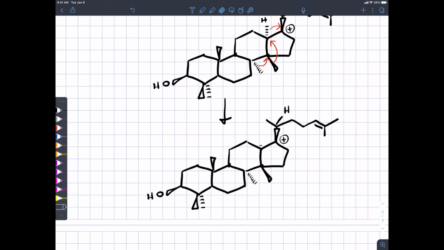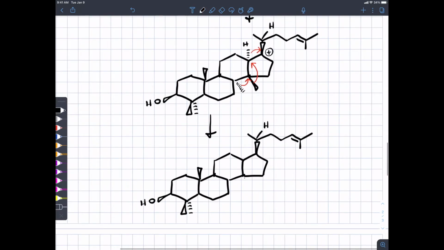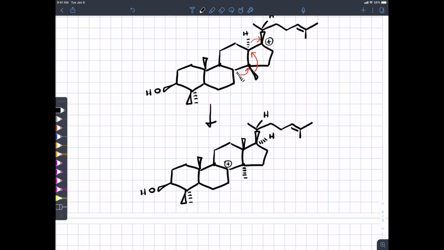So now we have to draw everything where it ended up. Interestingly, stereochemistry is preserved during these 1,2 hydride and methyl shifts. So this proton is down, and after the shift, it is going to continue to be down. This methyl group is up, and as it leans over, it's going to continue to be up. This methyl group is down, and as it leans over, it's going to continue to be down. And then that puts a positive charge here.